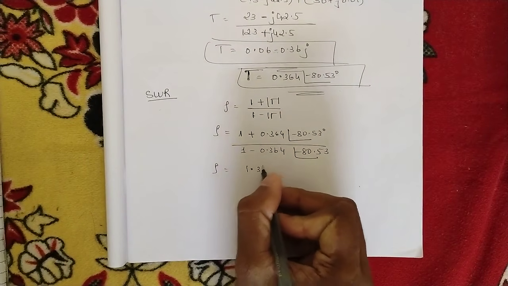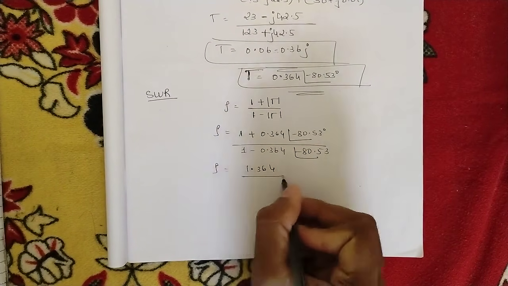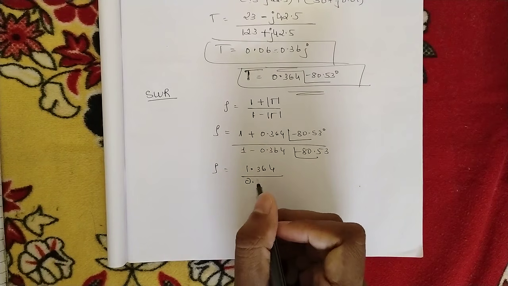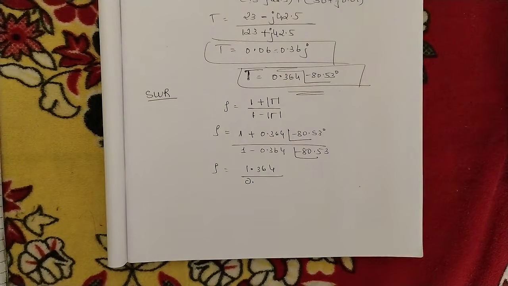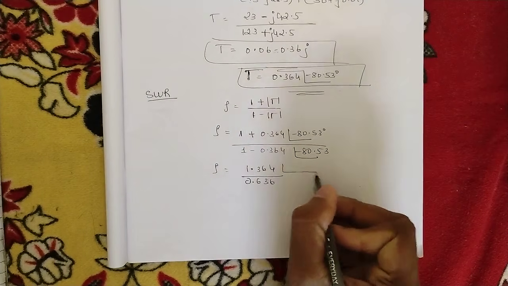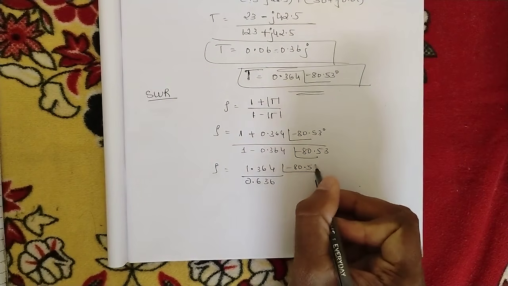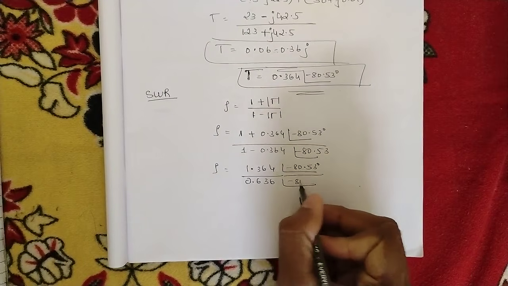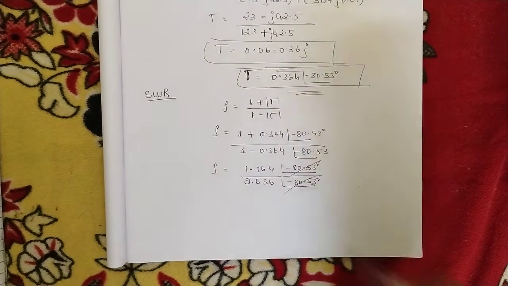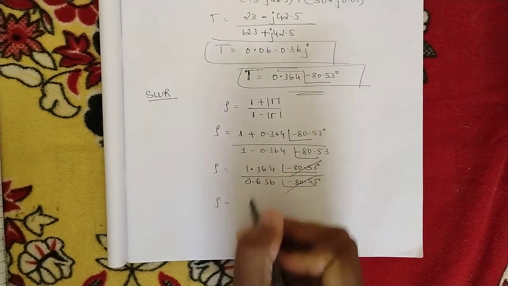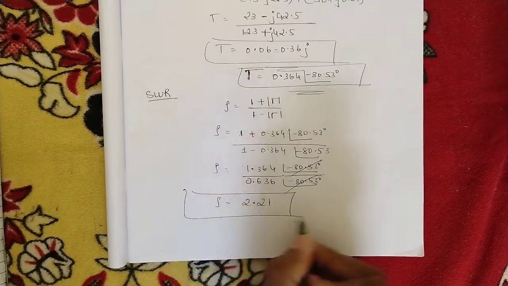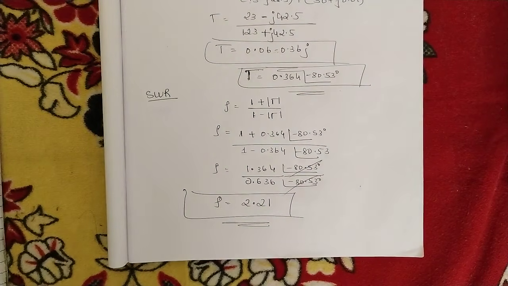So this would be 1.364 divided by, it would be around 0.636. Okay, and angles, that is minus 80.53 degree and minus 80.53 degree. In both these two sums, numerator and denominator, the angles are same, they would be cancelling each other, and finally divide these two terms and get the standing wave ratio. In this case I have already calculated it, the answer is 2.21. Okay, so this is the standing wave ratio.